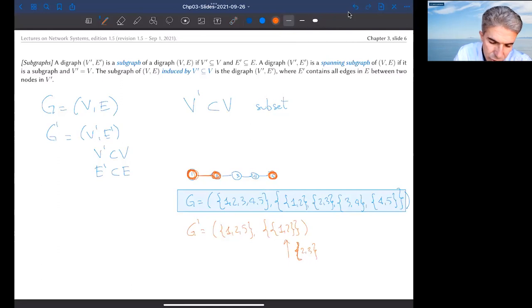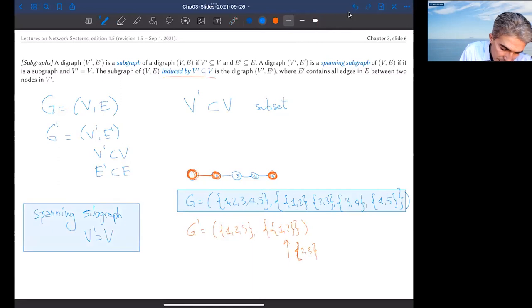I apologize, I actually made a mistake. That was the concept of an induced subgraph. So let me give my definition again. I'm so sorry. So a spanning subgraph, let me write it as a spanning subgraph, has the property that V prime is equal to V.